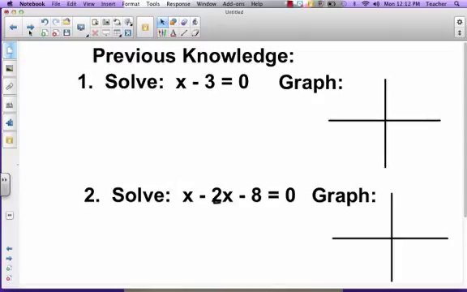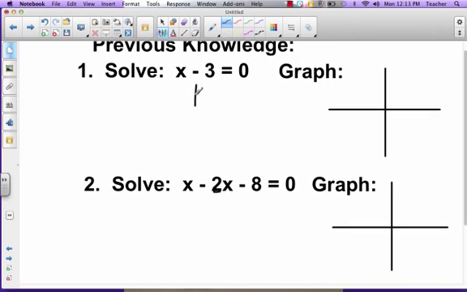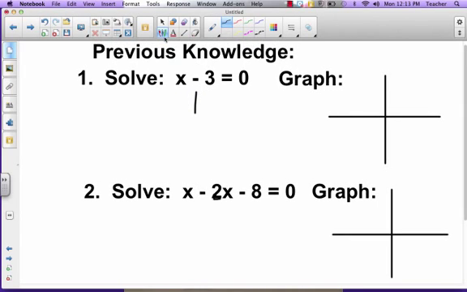Now, things that we already know that we're going to utilize are when we are solving, like in example number 1, where it says solve x minus 3 is equal to 0. You don't necessarily have to show any of this. We can see the answer, but you would, for example, add 3 to both sides, and we would come up with a value x is equal to 3.